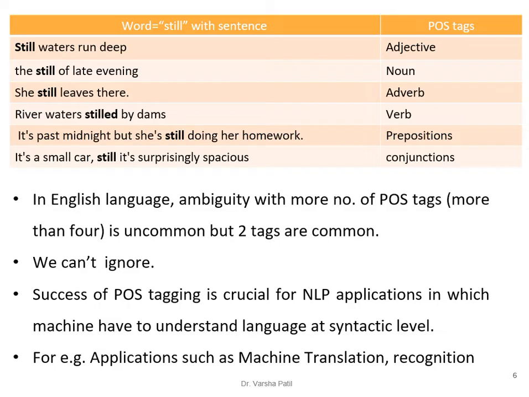"River water stilled by dams." Here "still" represents a verb. "It's past midnight but she is still doing her homework." Here it acts as a preposition. "It's a small car. Still, it is surprisingly spacious." It acts as a conjunction.